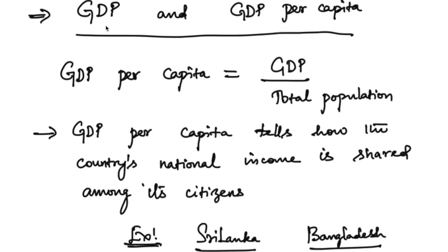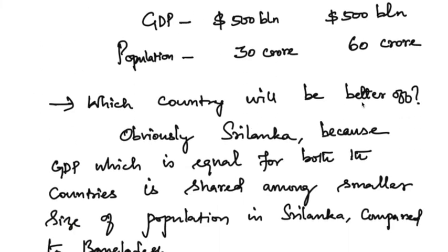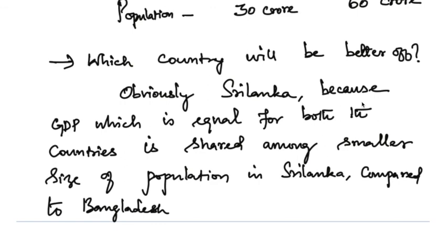And finally, what we discussed is GDP and GDP per capita. GDP per capita is GDP divided by total population. This will help you understand how the country's wealth is shared among its citizens.